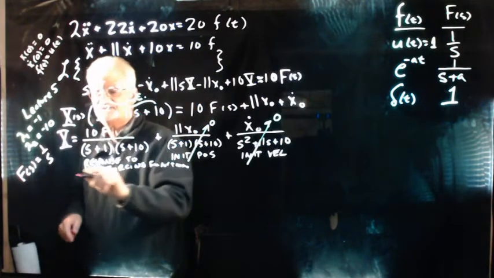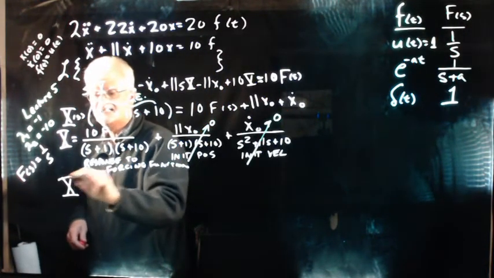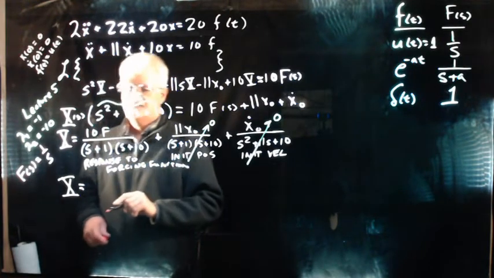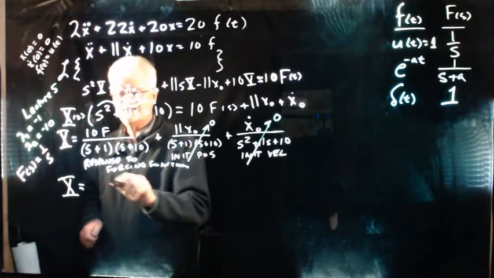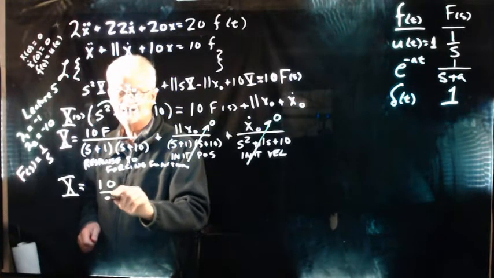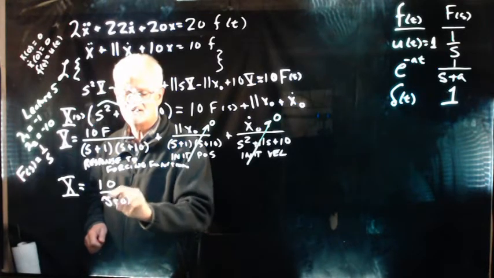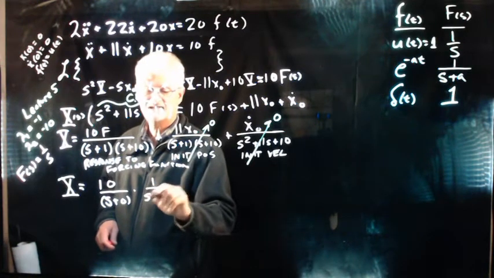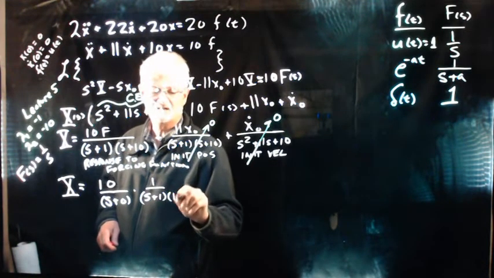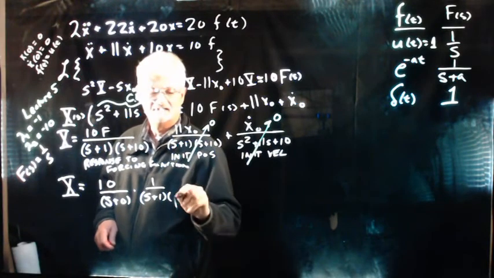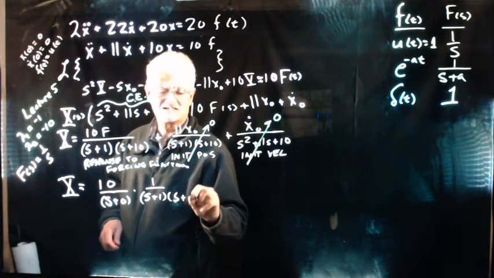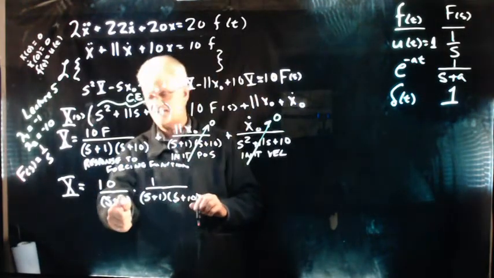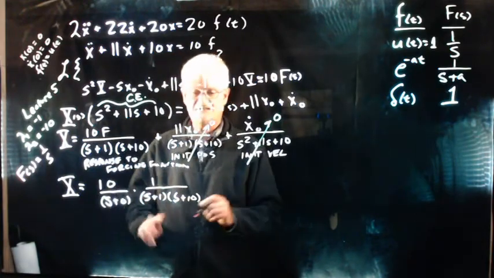And so now if I'd like to solve this, X is equal to, well, I know what it is. This is 10 over s plus 0, if I want to do it this way, I can do s plus 0 times 1 over s plus 1 times 1 over s plus 10. So this is the whole function that I'm interested in. Sometimes I don't even need to put that s plus 0 in there, but that's okay. I'll leave it in there.